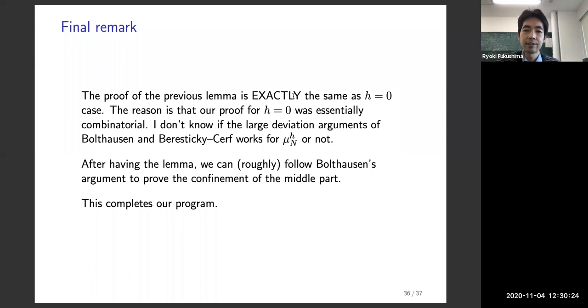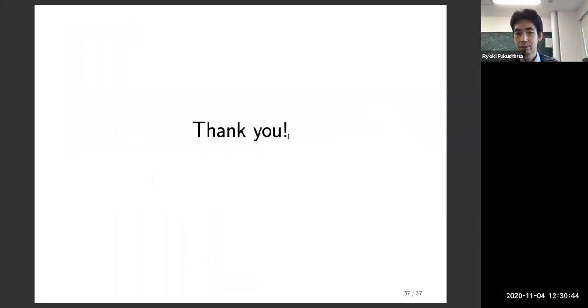And this is really a good part of this combinatorial proof. It doesn't force us to work with non-symmetric operators and so on. So in that sense, I don't know if the large deviation argument, which Bolthausen and Beresicki have used, works for this bias measure or not. Okay, I'm sorry for overtime, but thank you very much for your attention.